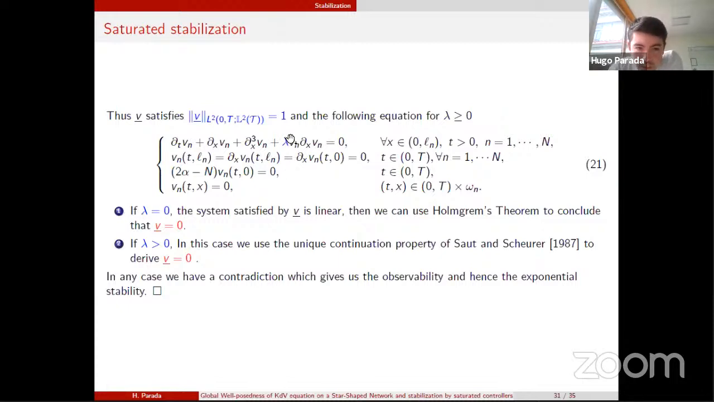If lambda is equal to 0, the nonlinear internal term disappears, and you can see that B satisfies a linear equation. And as B is 0 in an open subset, you can use Holmgren's theorem to conclude that B is equal to 0. If lambda is strictly positive, in this case you can use another unique continuation property for the nonlinear equation to derive that B is equal to 0. In any of these cases, we have a contradiction because B is 0 and the norm is 1. So with this, you derive the observability and hence the exponential stability for the system.